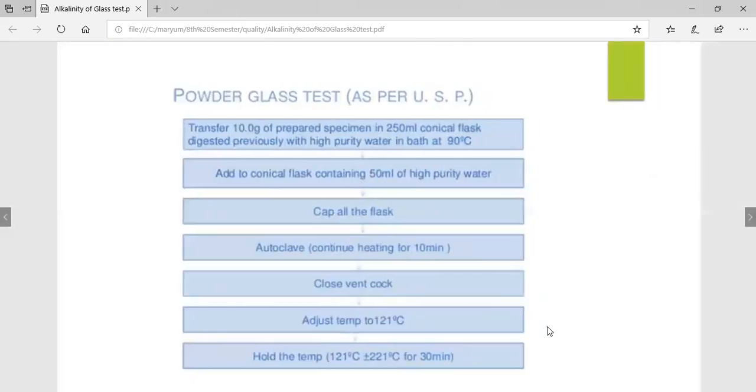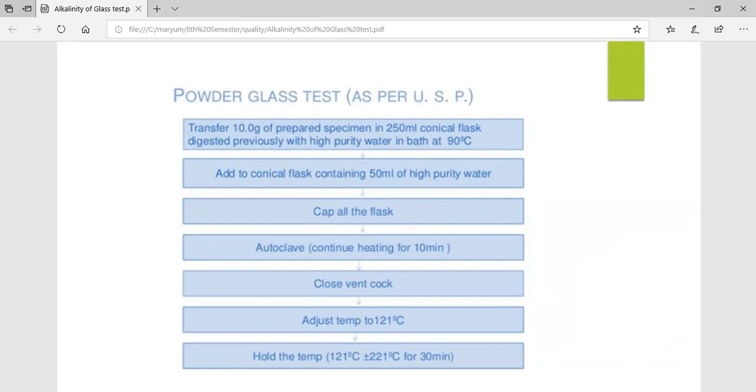So the powder test, as per the USP, the process is the following. We have to take 10 gram of the powder of the glass that we have already prepared as the sample, and then we will transfer it into our 250 ml conical flask, and then we will digest it with high purity water in a bath at 90 degrees. We will give the pressure at 90 bars so the process of alkalinity gets faster.